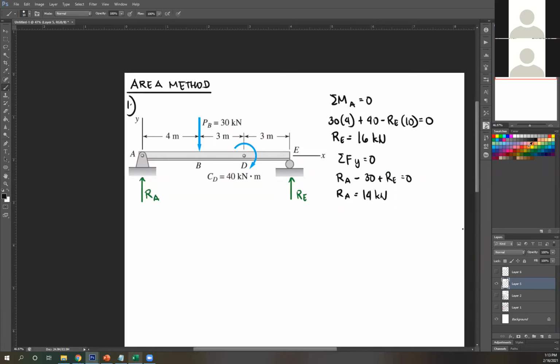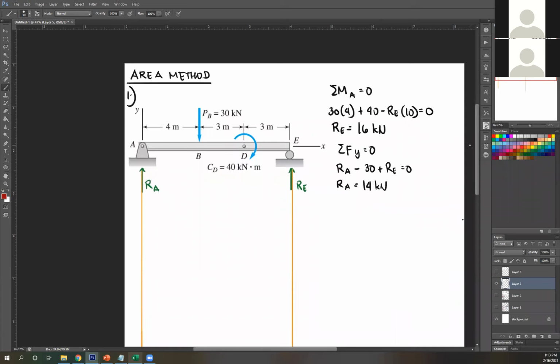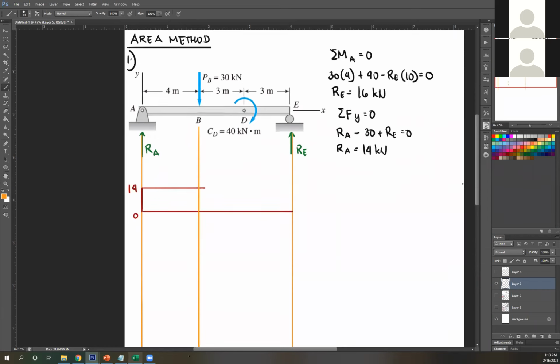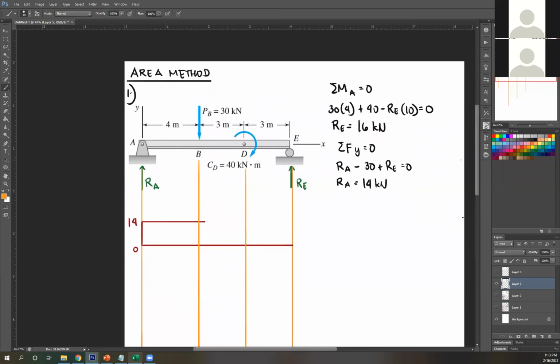Now from that, I can draw my moment diagram. Let's start with shear. Again, you're going to start at 0. You're going to go up by RA. RA is 14, so go up by 14. Next, there's no force, so just draw a straight line. Next, okay, so make guides for portions where there is a force applied or a couple.